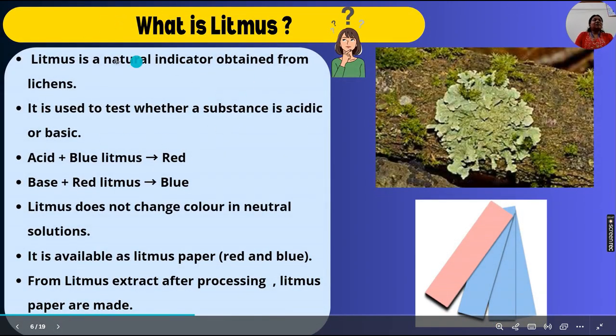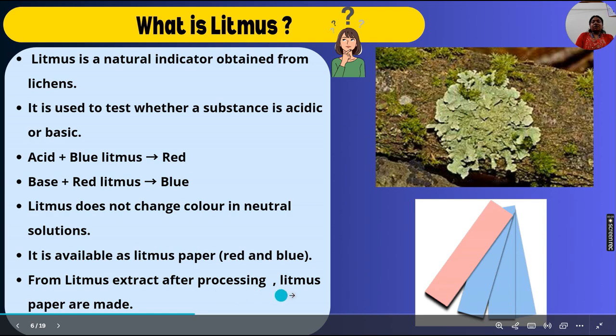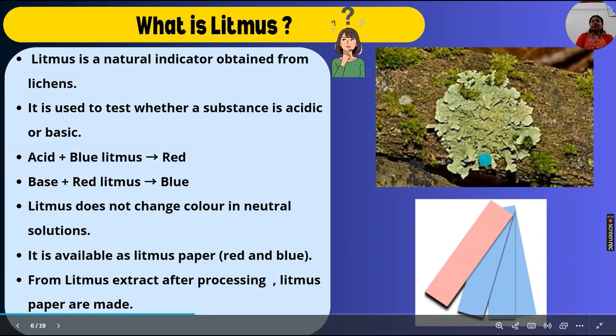What is litmus? Litmus is a natural indicator. Here you can see lichen, from which litmus paper is produced. Litmus in the presence of acid turns red and in the presence of base turns blue. Litmus does not change color in a neutral solution. It is available as litmus paper, produced from litmus extract after processing. You have to remember this. It is very important to know about litmus.